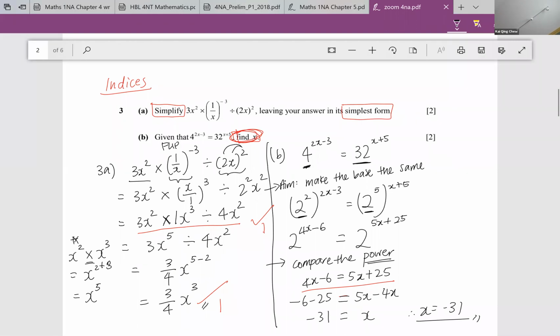Okay, I give you some time. Look at my solution. See whether you understand or not. If you have a question, you can raise your hand and then I will unmute you to talk.